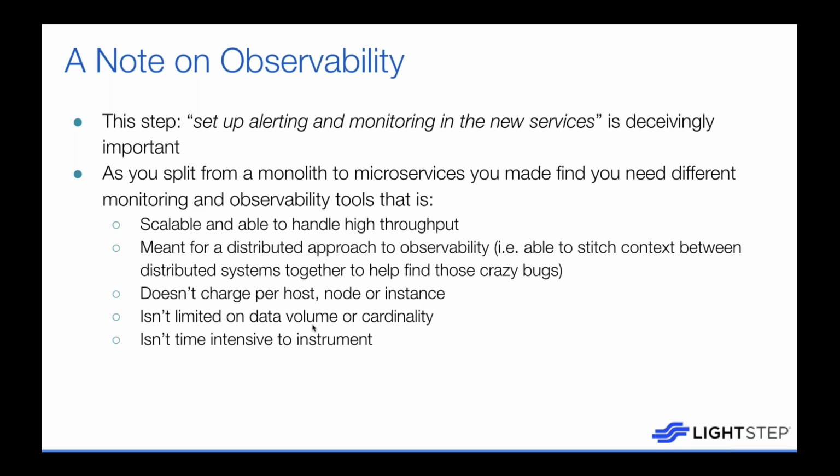Lastly, you probably want some kind of tooling that isn't time intensive to instrument and isn't limited on data volume or cardinality. So this is another thing that I've seen before. As you're scaling out into microservices, you also are adding increasing complexity, increasing cardinality in your observability solution. And a solution that does charge on cardinality can definitely explode here, just because you have too many services running with their own functionalities, right? Because we split everything up, and that is not fun to deal with.